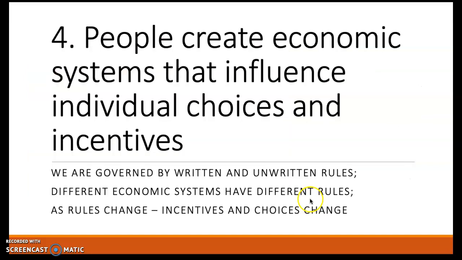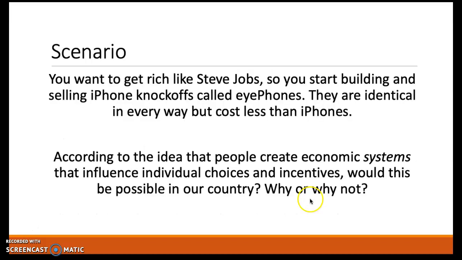Number 4, people create economic systems that influence individual choices and incentives. So we are governed in the United States by written as well as sort of unwritten rules. Different economic systems have different rules, and as the rules change, so do incentives and choices. So looking at the United States, let's say for example, you want to get rich like Steve Jobs, the creator of Apple. So you start building and selling iPhone knockoffs called eyePhones. They are identical in every way, but they cost less than iPhones.